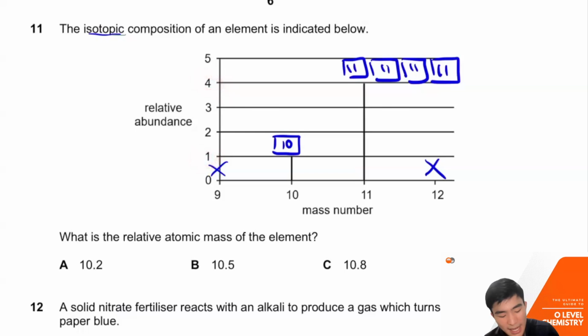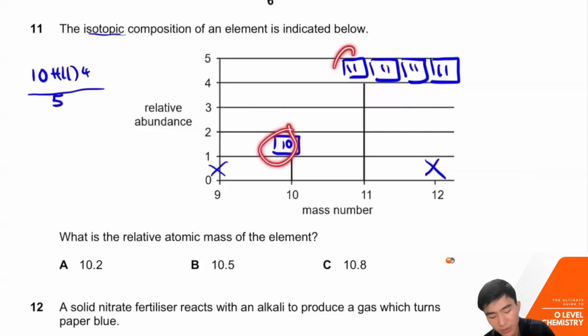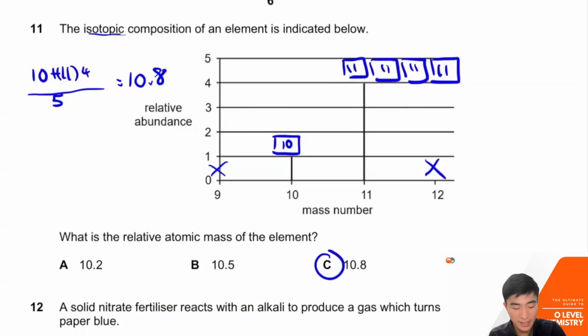So what I'm going to do is take everything and add together, 10 plus 11 times 4. I'm going to divide by the total number of atoms I have over here. In this case, I got 1, 2, 3, 4, 5. So divide by 5. And then the answer is 10.8. So the answer is option C.